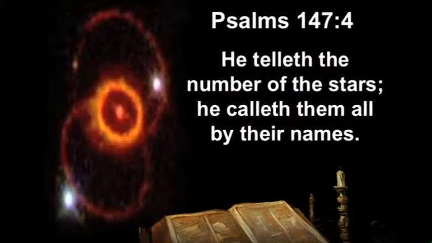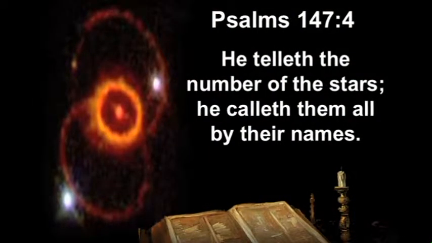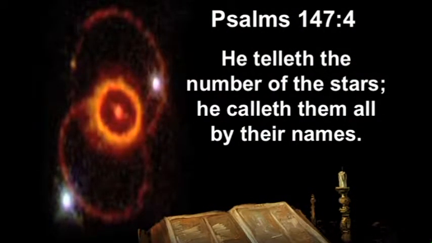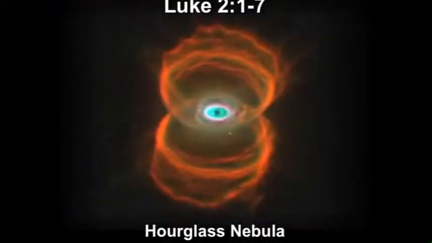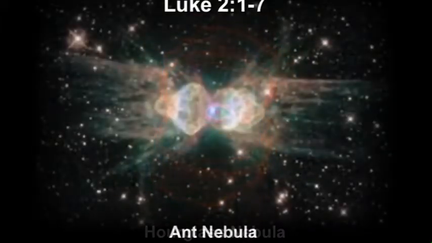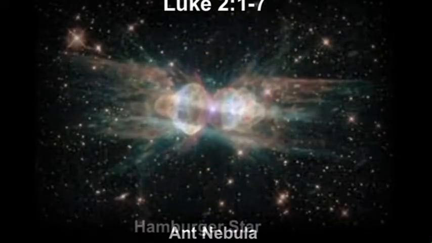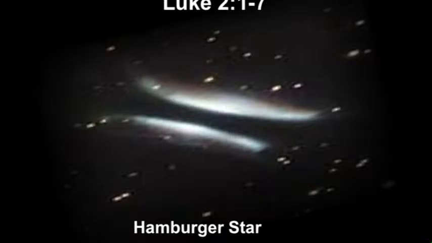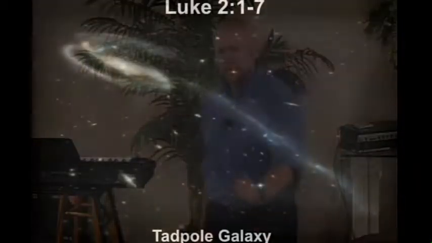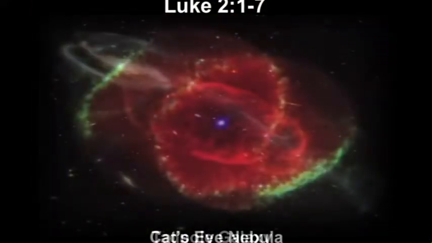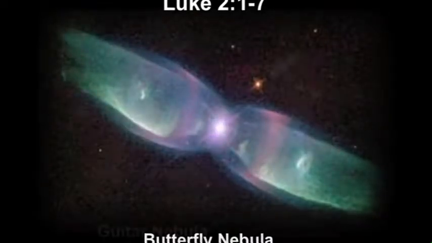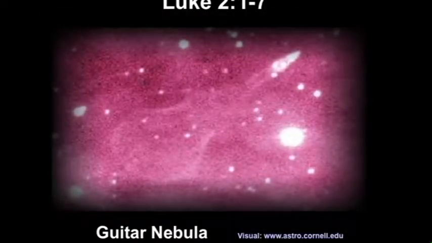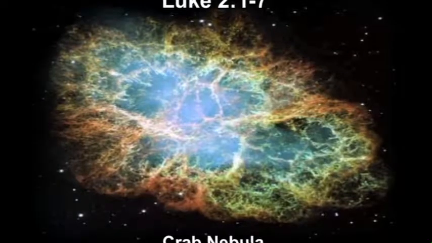In Psalms, we're told that God tells the numbers of the stars, and He calls each by their name. Think about this. God has a name for every individual star, just as He knows each and every one of us as individuals. He can even count the numbers of hair on our head, which is easier for some of us than others. But He knows each and every one of His stars by their name. And if He cares that much about His stars, think about how much He cares about each and every one of you, created in His own image.